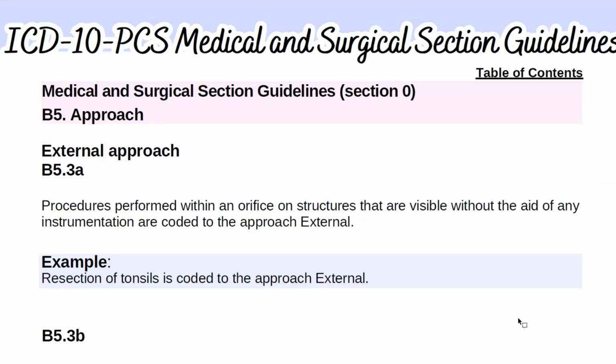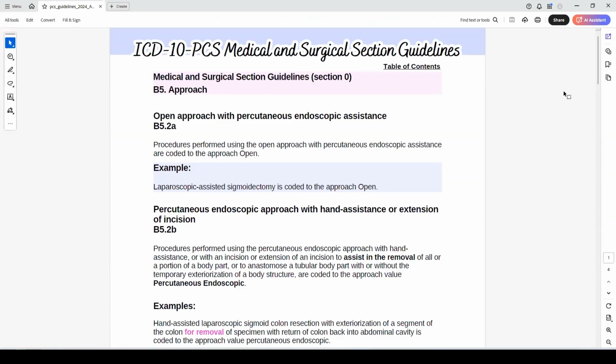All right, let's go over our ICD-10-PCS medical and surgical section guidelines for the approach values. So our first guideline is going to be guideline B5.2a, open approach with percutaneous endoscopic assistance. Procedures performed using the open approach with percutaneous endoscopic assistance are coded to the approach open. An example of this would be a laparoscopic assisted sigmoidectomy is coded to the open approach. The key here is that the actual sigmoidectomy is done via the open approach.